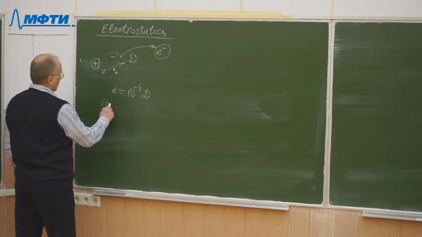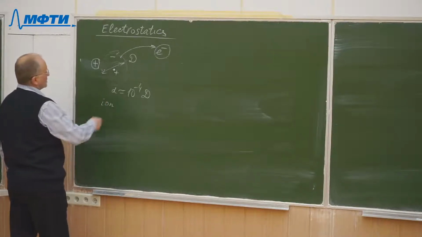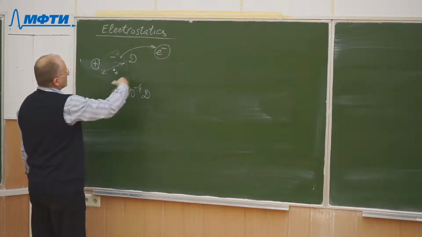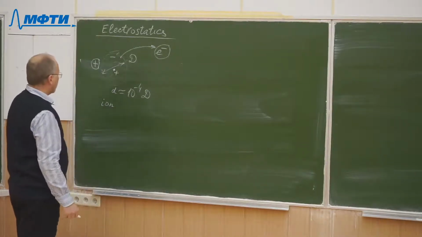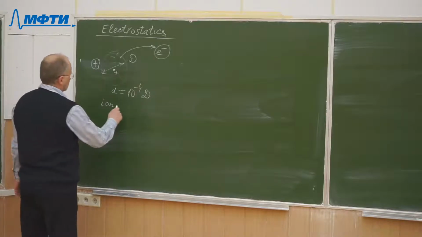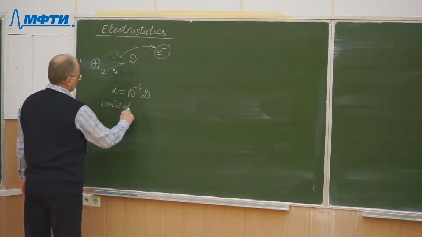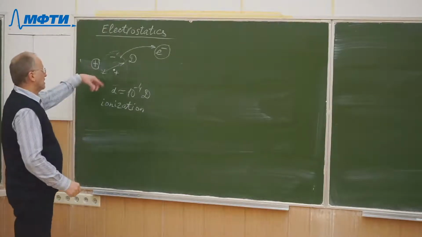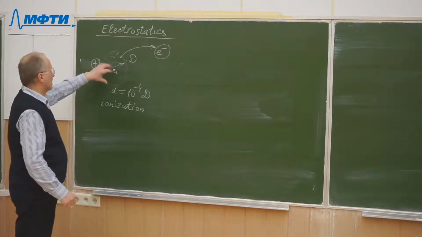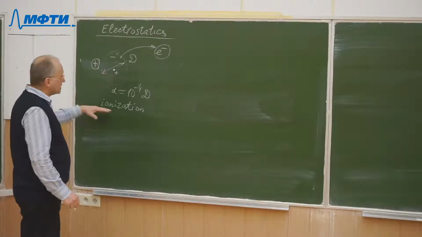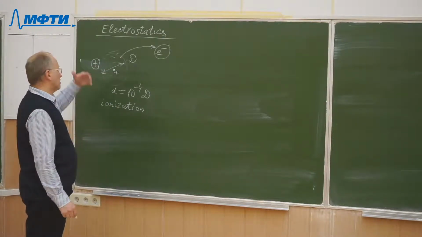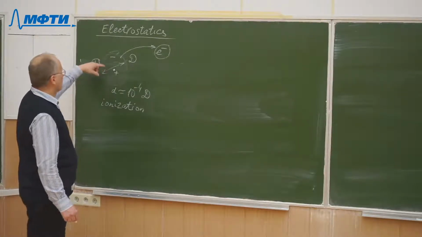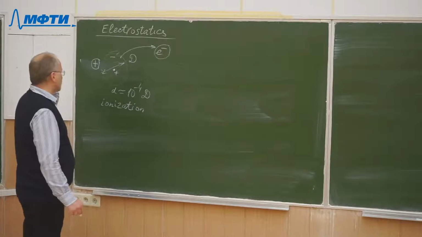The process of separating electrons from atoms is called ionization. And the gamma radiation, which may cause such a separation of electrons from atoms, is called ionizing radiation. Ionizing radiation means radiation capable of ionizing atoms, that is, capable of taking electrons away from atoms.